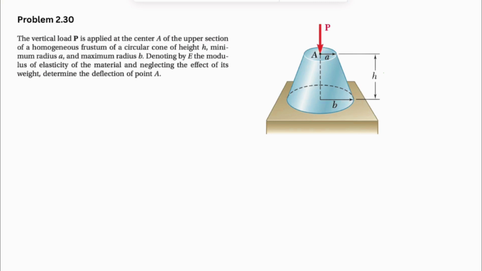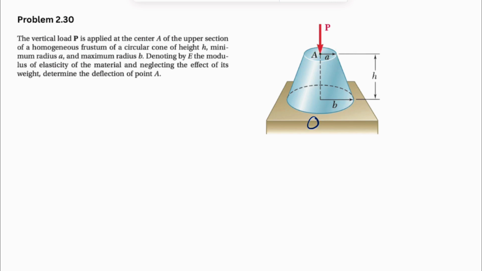And we have a vertical load P that is applied at the center of the upper section of a homogeneous frustum of a circular cone that has a height of h, and the minimum radius is a, and the maximum radius is b. And we know it has the elastic modulus of E, and we can neglect the effect of the weight, and we need to determine the deflection of point A right here.